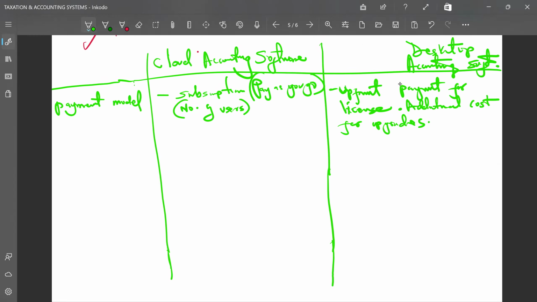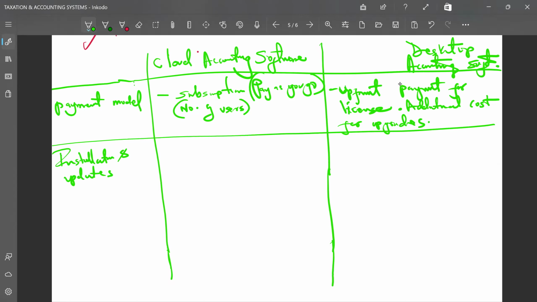Let's look at another area of difference. We have looked at payment model. Another area of difference that I would want us to look at is installation and updates. I know I've mentioned it, but it is also good to bring into perspective to see the difference clearly. Now, in a cloud-based accounting software, as I've mentioned before, there is no software to install. All you need is an internet connection, and you are able to access your data and operate your system.